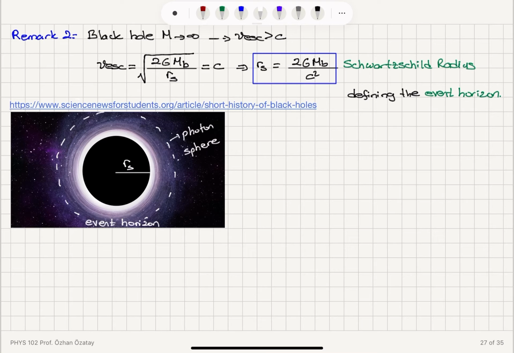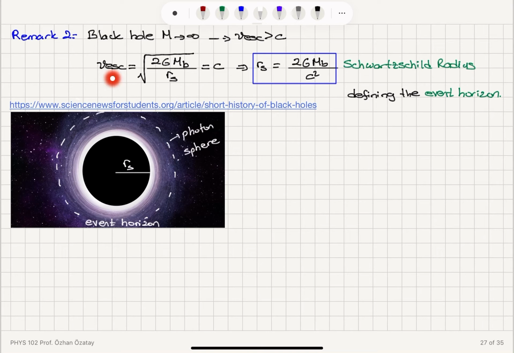Another remark is that if we think about a black hole, which has its mass approaching infinity, you can see that the escape speed becomes very large. And when the escape speed is greater than the speed of light, basically we're inside the black hole.